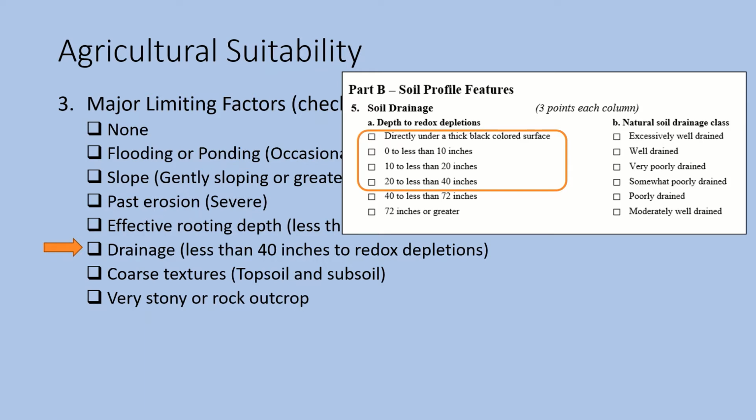So if you're seeing redox depletions within 40 inches of the soil surface, you would mark that drainage is a potential limitation at this site, basically because if the roots are too wet, it might limit their growth. And remember, we measure the depth, but these correspond to moderately well drained, somewhat poorly drained, and very poorly drained soils.